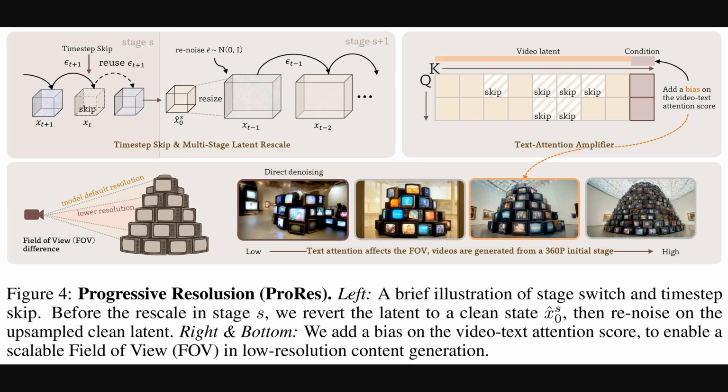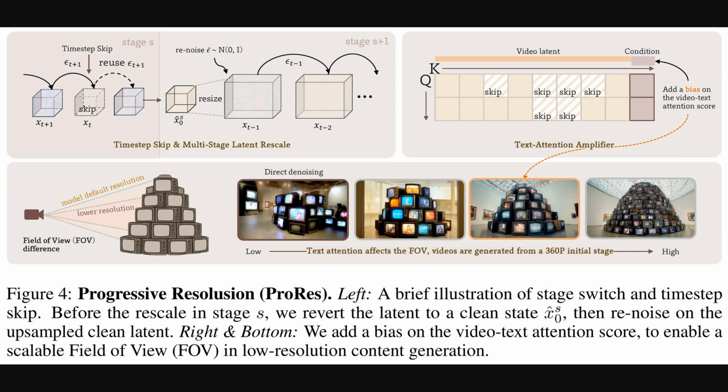So at the end of each stage, say stage S, the model predicts a clean version of the video latent. This clean latent is then upsampled, or increased in resolution, and then a bit of noise is added back before it goes into the next higher resolution stage, like S+1. Then, on the right and bottom, it details the text attention amplifier.